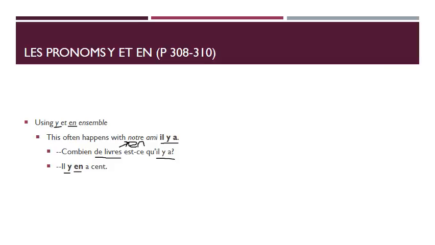Now, an easy way to remember which one comes first, and this is kind of funny, is think of a donkey and the sound that a donkey makes. Hee-haw, hee-haw. You see how it works? So that's an easy way to remember. Whenever you're trying to remember, y is first, en second. So there you go. That's a quick introduction to le pronom d'objet indirect and le pronom y et en.